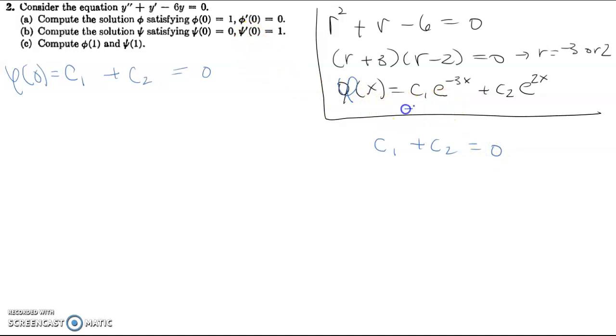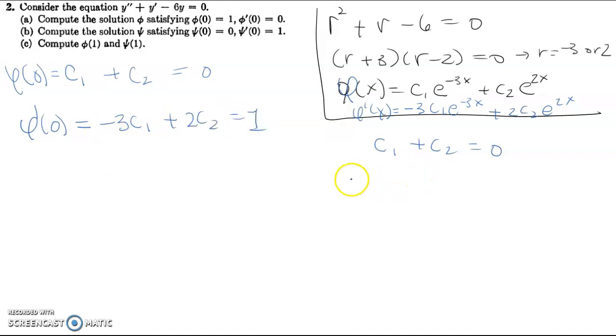I'll write down the differentiated form again. Here is the differentiated form. So psi prime of 0 equals negative 3 c1 plus 2 c2, and that should equal 1. So these are the two equations we have.